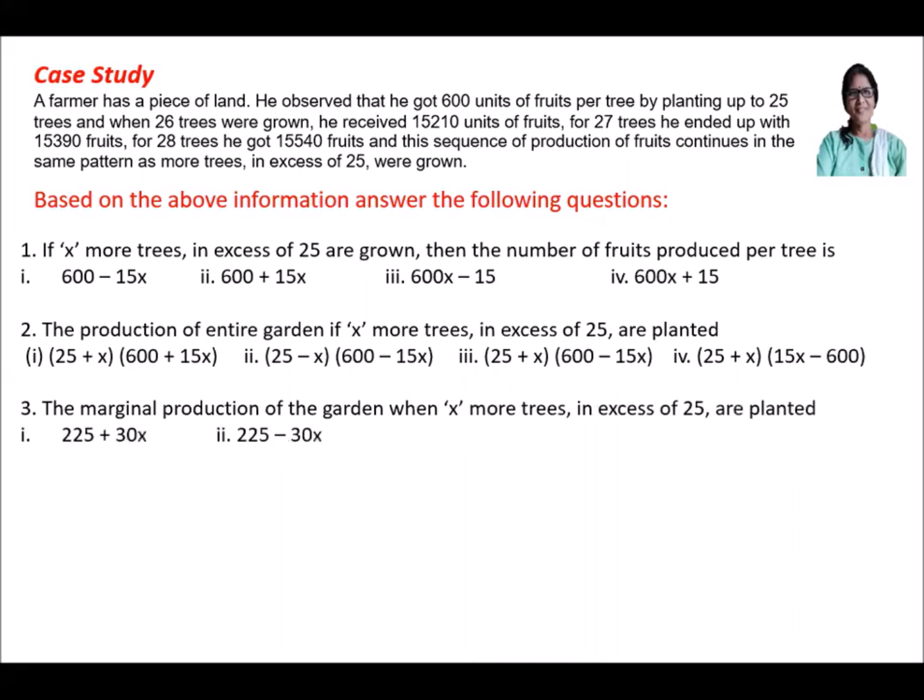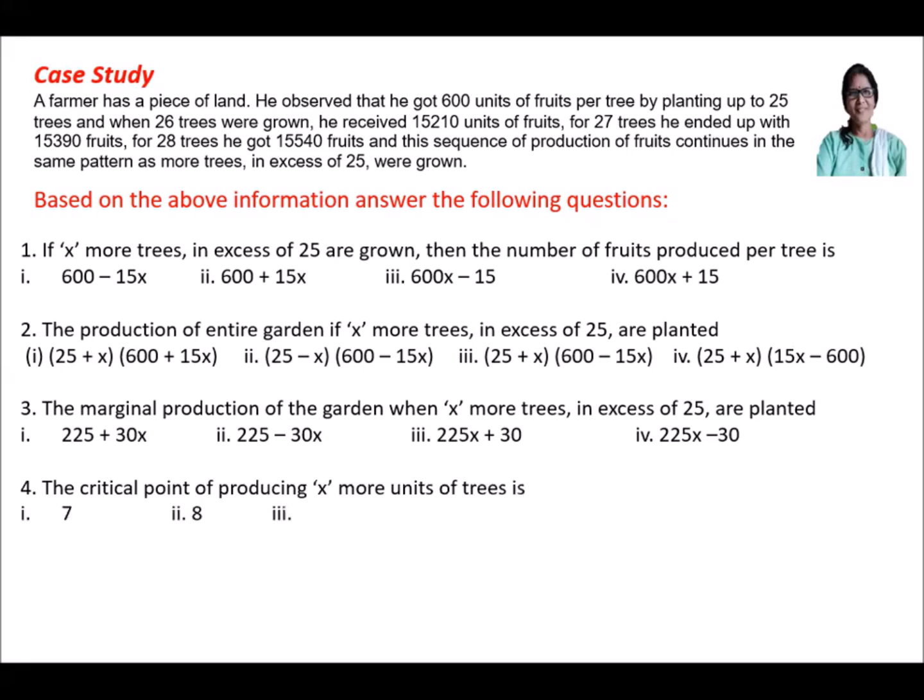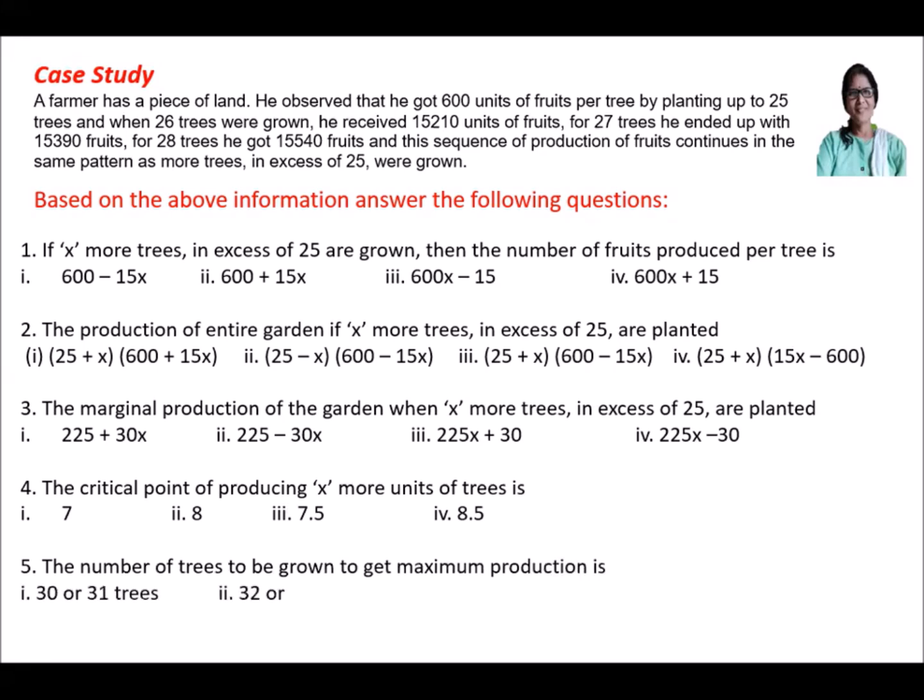It will be 225 plus 30x, 225 minus 30x, 225 plus 30x, or 30x minus 225. The critical point of producing x more units of trees is 7, 8, 7.5 and 8.5. The number of trees to be grown to get maximum production is 30, 31, 32 or 33, 33 or 34, 34 or 35. So we'll go one by one.